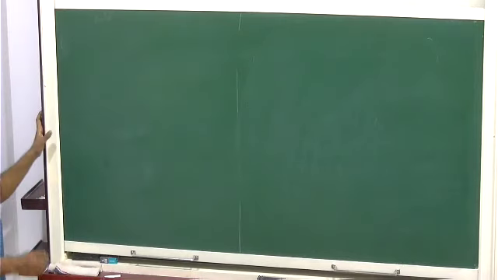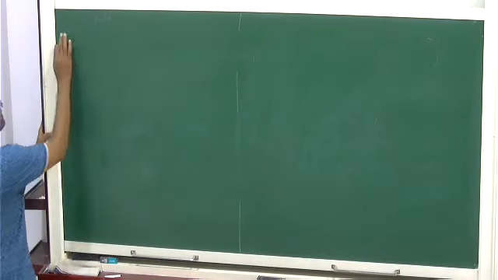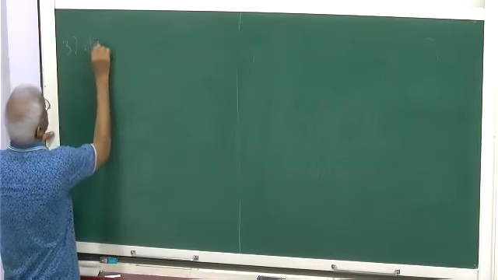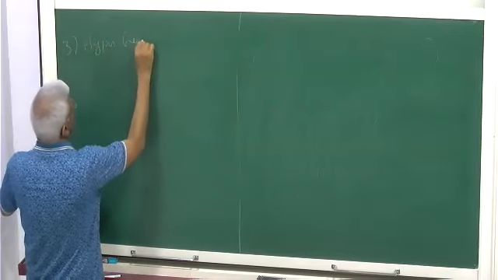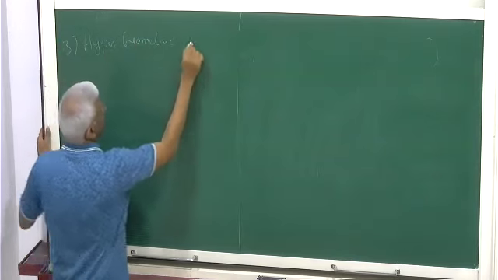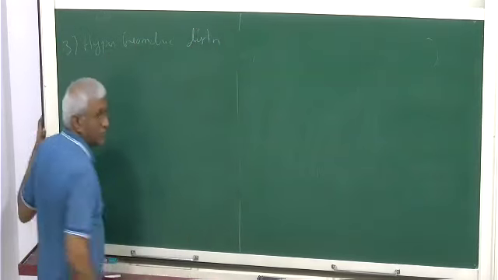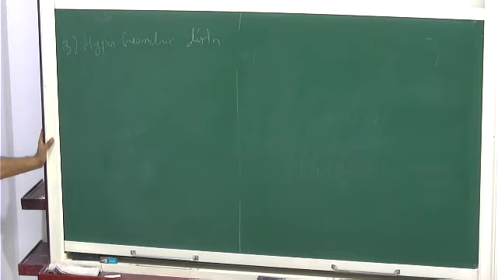There is something called hypergeometric distribution. That is, after the binomial distribution, it's called hypergeometric distribution.